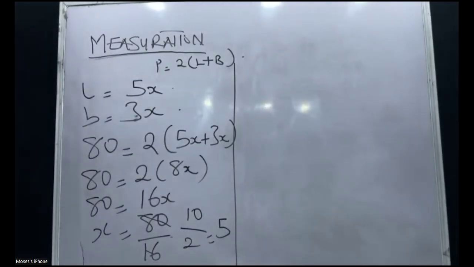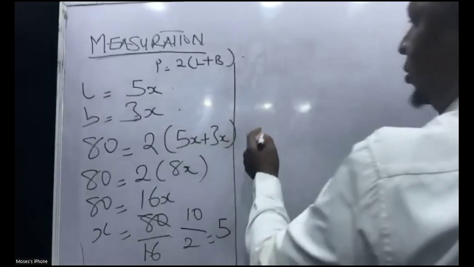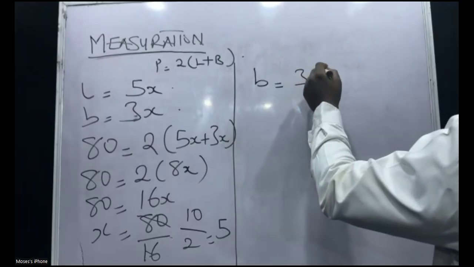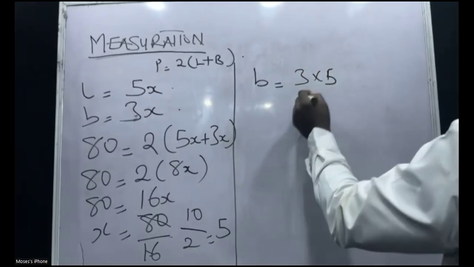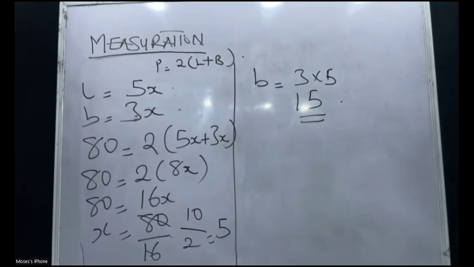If your x is 5, we now have to look for the width. Your B is going to be 3 times 5, which is 15. Am I right? Any question? No, sir. The answer is 15. That is option C. Let me quickly explain.